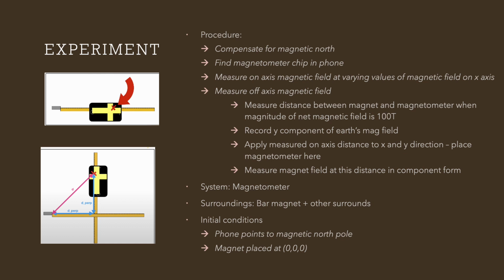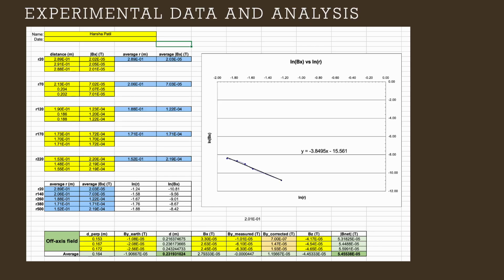So the system was the magnetometer, the surroundings were the bar magnet and the other surroundings, and the initial conditions were that the phone points to the magnetic north pole, and the magnet was placed at 0, 0, 0, the origin. Okay, so this Excel spreadsheet depicts the data analysis.